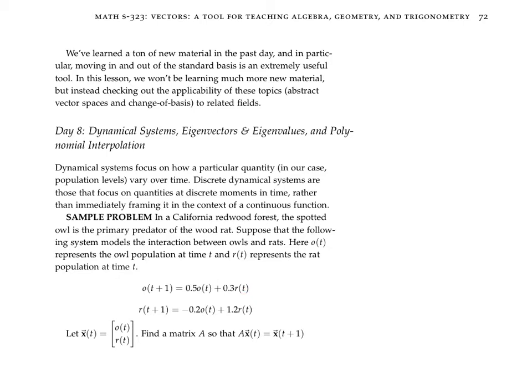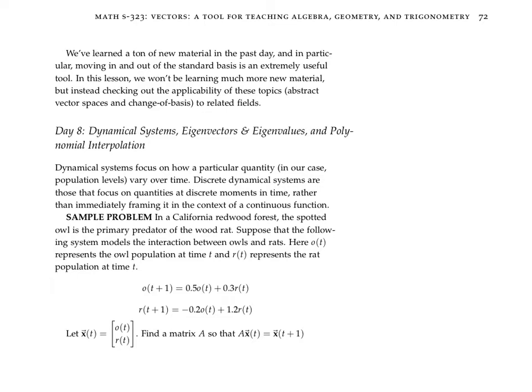So it's about 0.5 times what the owl population was last year plus 0.3 times what the rat population was last year. And then if you're talking about a rat population at a particular time, that's going to be a mix of the rat population last year, 1.2 times the rat population last year, plus negative 0.2 times the owl population last year. And the positive and negative signs on those various terms make sense, right?